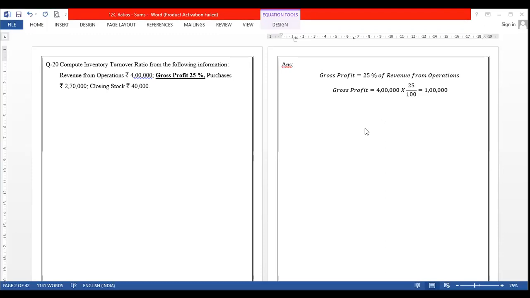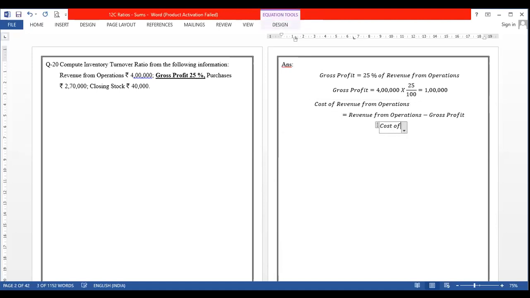Now, tell me, if I have to get inventory turnover ratio, I need to have COGS. Any other formula for COGS you remember? The COGS formula that we know is revenue from operations minus gross profit. That's very good. As per the requirement, that is the only formula we can apply over here. So let me write it as cost of revenue from operations will be equal to revenue from operations minus gross profit.